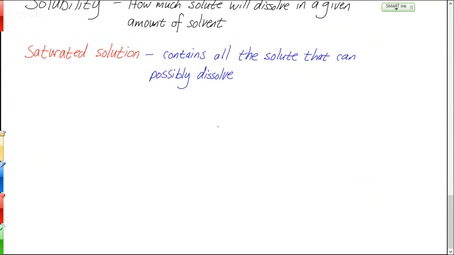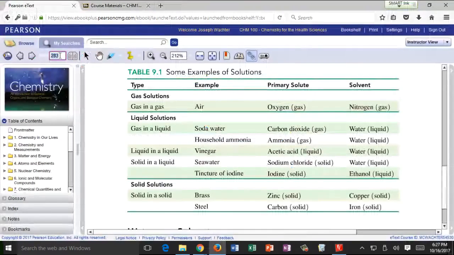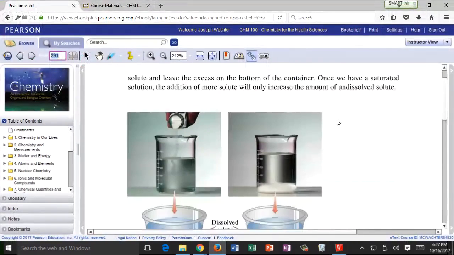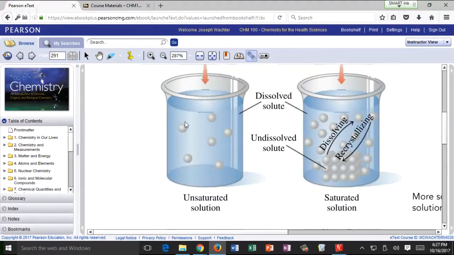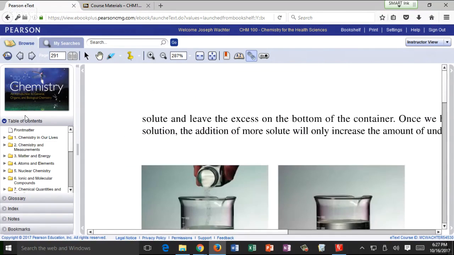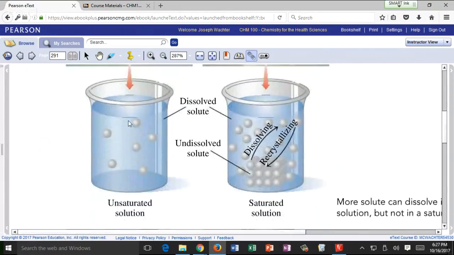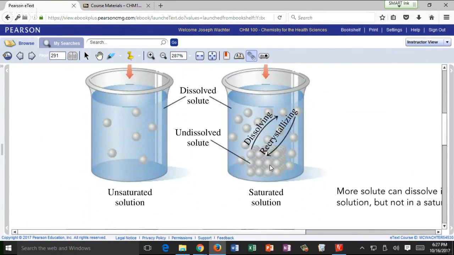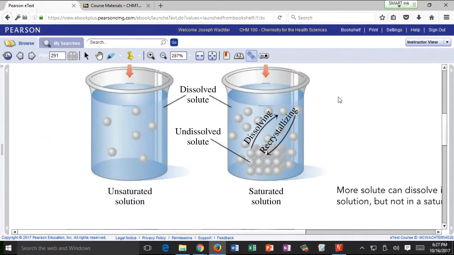There's a picture of this in the book on page 291. In your unsaturated solution, you just have some stuff dissolved in the water. In the saturated solution, you always have stuff on the bottom, and there's this constant back and forth of dissolving and then recrystallizing to keep that perfect balance in there. That just happens automatically.